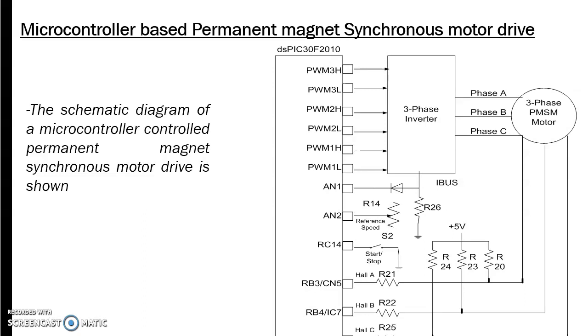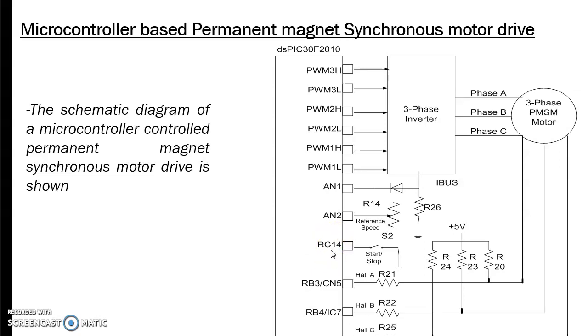and by default 6 PWM output channels will be there, and RB3, RB4 and RB5 are input ports. Here they are used to give the Hall sensor output signal to the controller. Hall sensor, you know, is actually sensing the rotor position. RC14 is a digital input port used to give the on and off command.